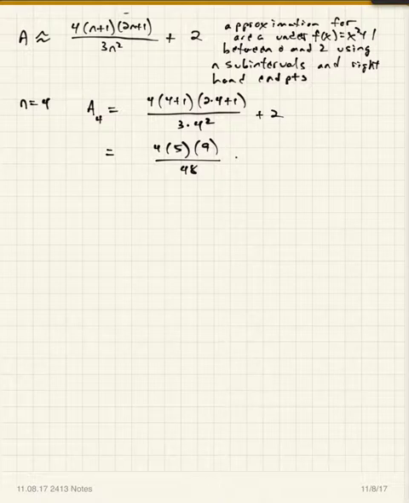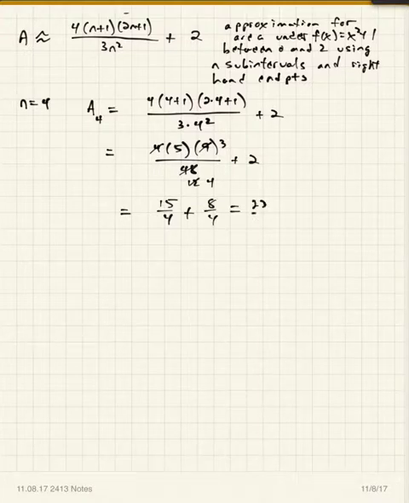So let's, and then that's plus 2. And then you can divide some things out here. The 4 and the 48 divide out and leave me with the 12. And then the 3 divides out there and leaves me with a 4 and a 3. And so you end up with 15 over 4 plus 8 over 4, which is 23 over 4.